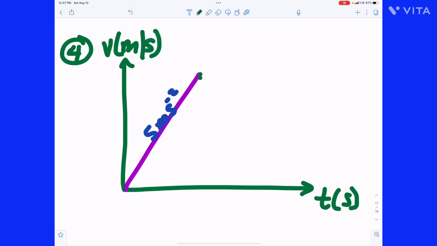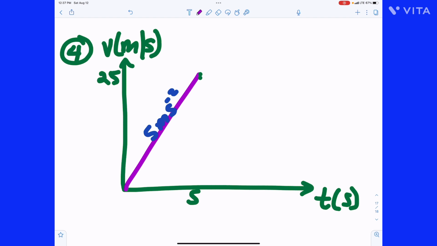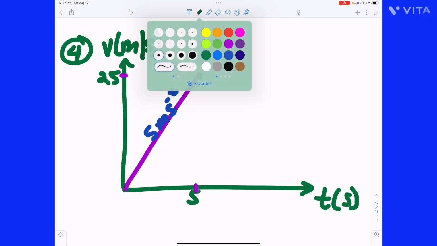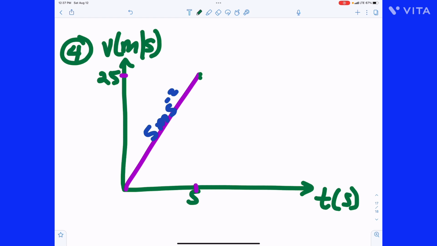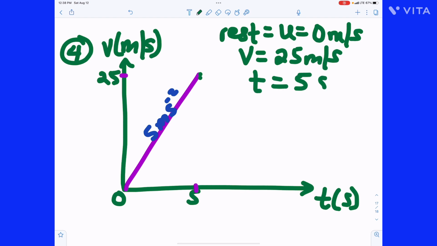It accelerated for 5 seconds until it attains a velocity of 25 meters per second. So this velocity is 25 meters per second. This time is 5 seconds. It took it 5 seconds to speed up from 0 meters per second to 25 meters per second. Accelerating from rest means that the initial velocity is 0 meters per second. The final velocity attained is 25 meters per second. The time taken to do that is 5 seconds.